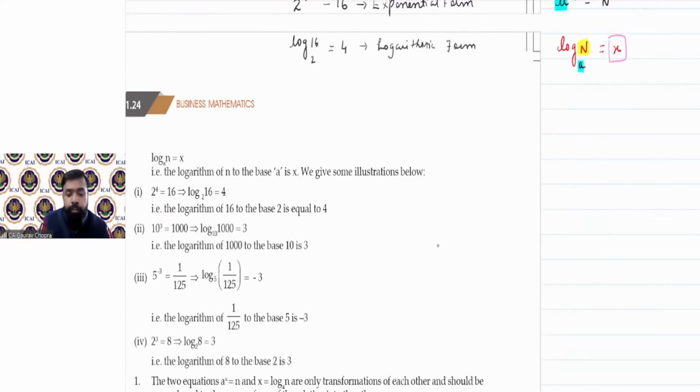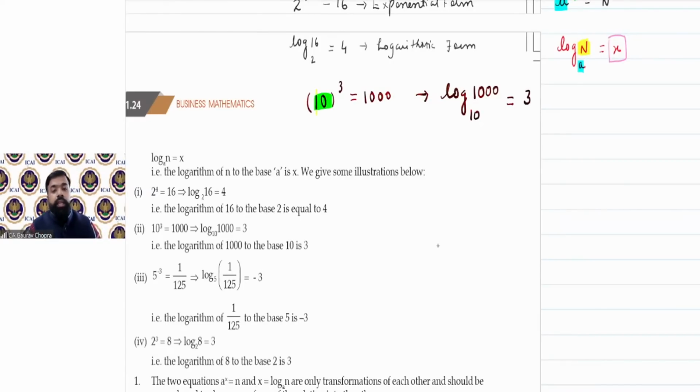So let's take one example here. 10 to the power of 3 is equal to 1000. Now you have to write in the form of logarithm. So first of all, we will be writing log. Then we will be writing the result. Result is 1000. Base. What is in the base? 10 is in the base. So in the base you wrote 10. And now it is equal to the power, which is 3. So log of 1000 base 10 is equal to 3. So this is the basic format of writing.